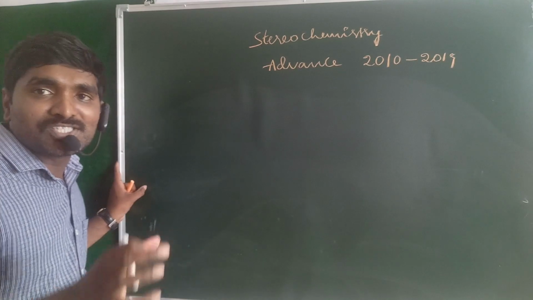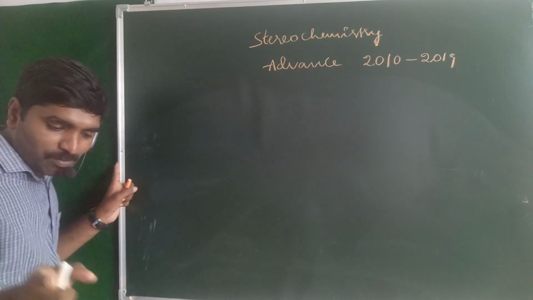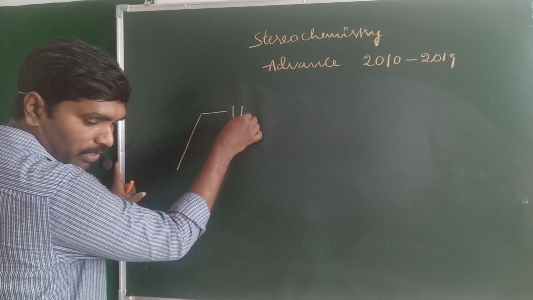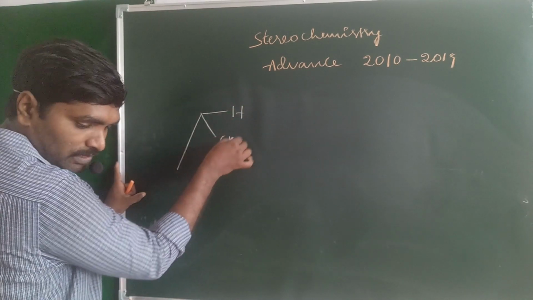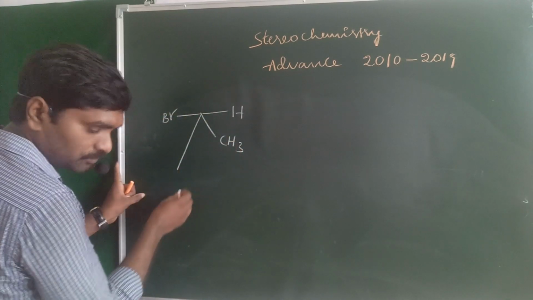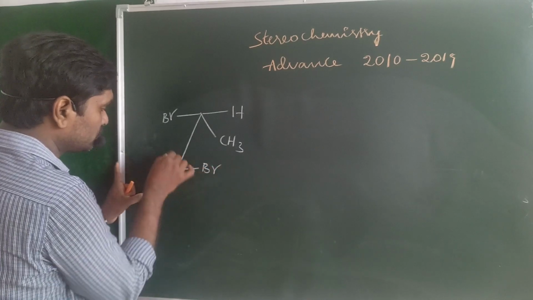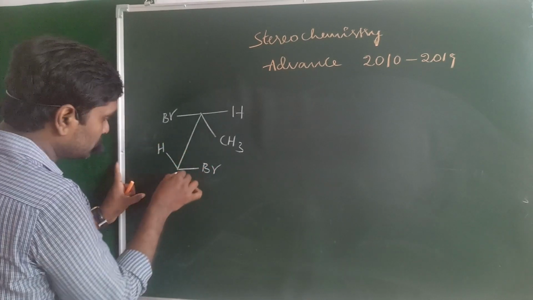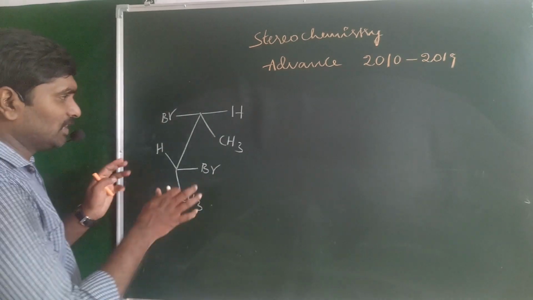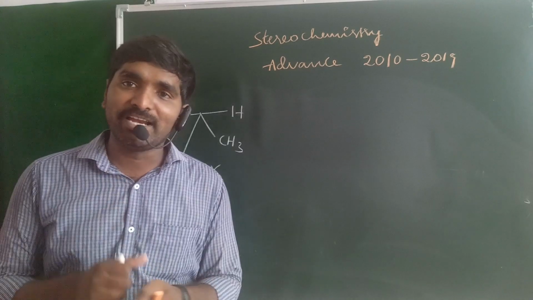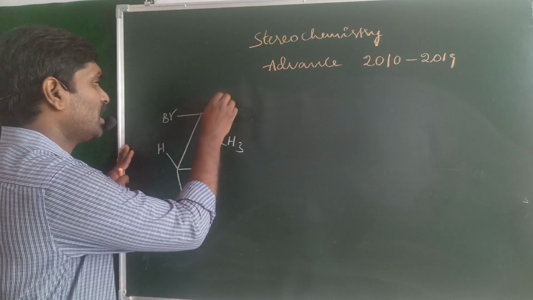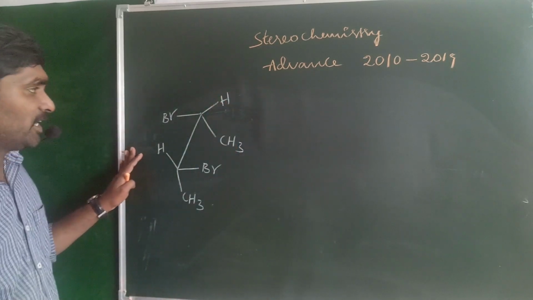So how can you convert the Sawhorse into the Fischer, which is the more important one. So when I take this molecule like this: H, CH3, Br, H, CH3. This is nothing but a Sawhorse. First you should find whether this one is an eclipsed conformation or a staggered conformation. That is the most important one.